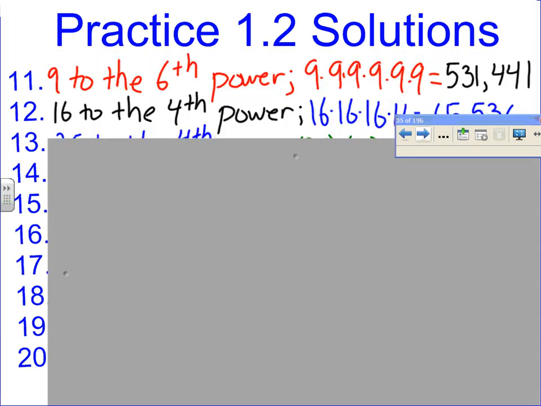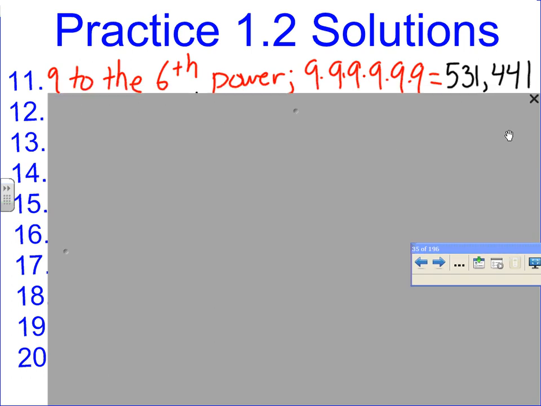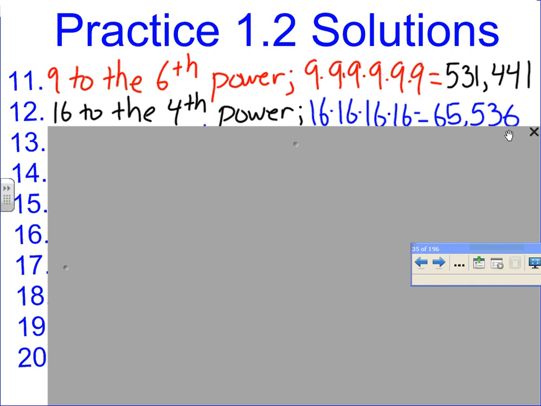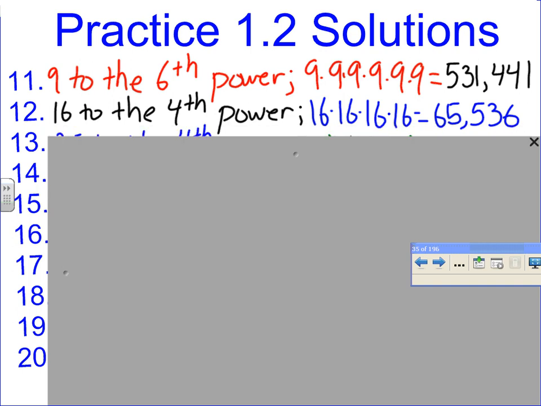Number 11, 9 to the 6th power, writing it out in expanded form. 9 times 9 times 9 times 9 times 9 times 9, 531,441. Number 12, 16 to the 4th power, expanded form. 16 times 16 times 16 times 16. The answer is 65,536.